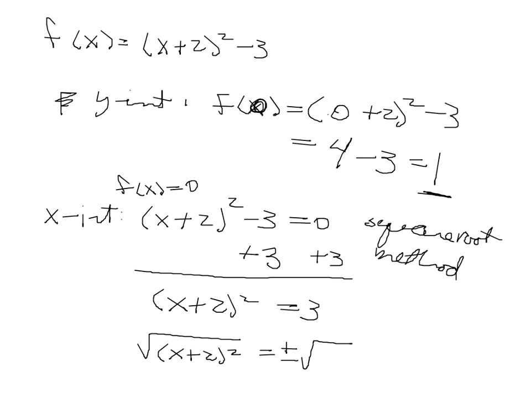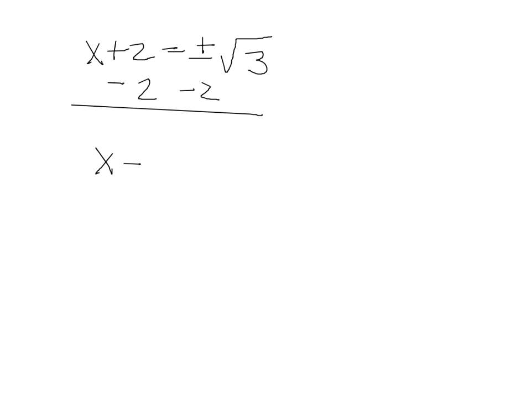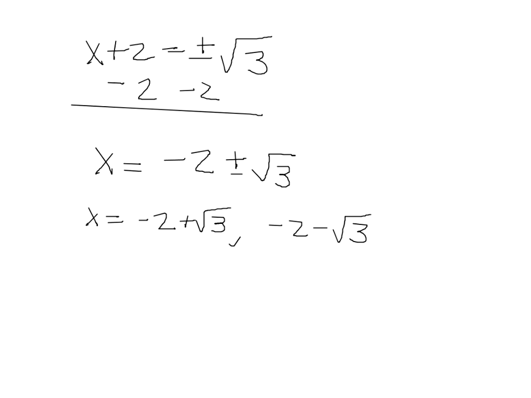And remember that whenever I take the square root, I get plus or minus on one of the sides. And now the square and the square root cancel. And I get x + 2 = ±√3. Next, I subtract 2 from both sides. So x = −2 ± √3. So I get 2 x-intercepts, −2 + √3 and −2 − √3.